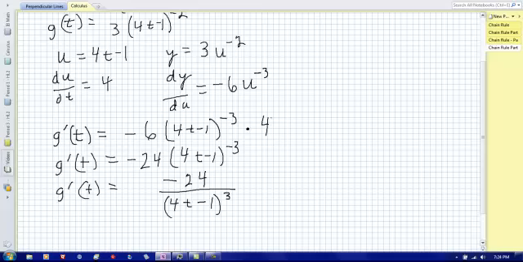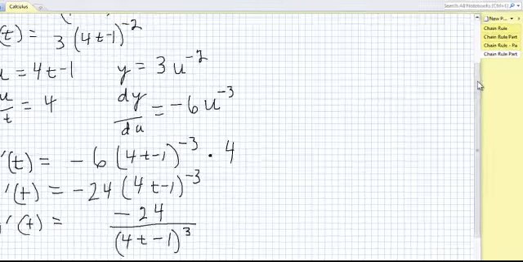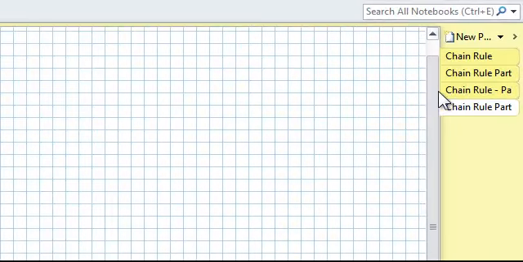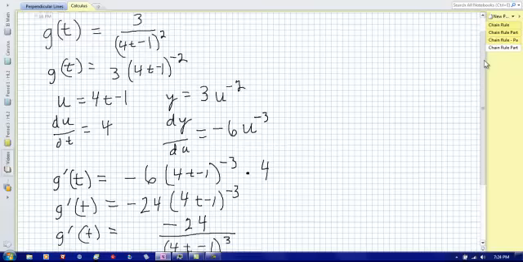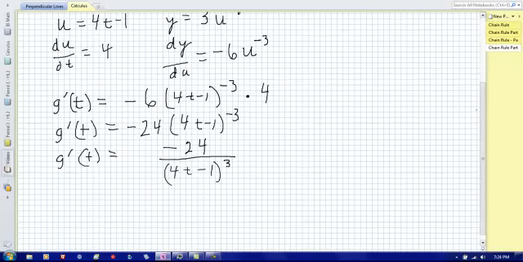Oops, sorry about that. Didn't mean for that to pop up. So we started with 3 over (4t minus 1) squared. Took the inner function. Here's the outer function. Took their derivatives and then put them together.